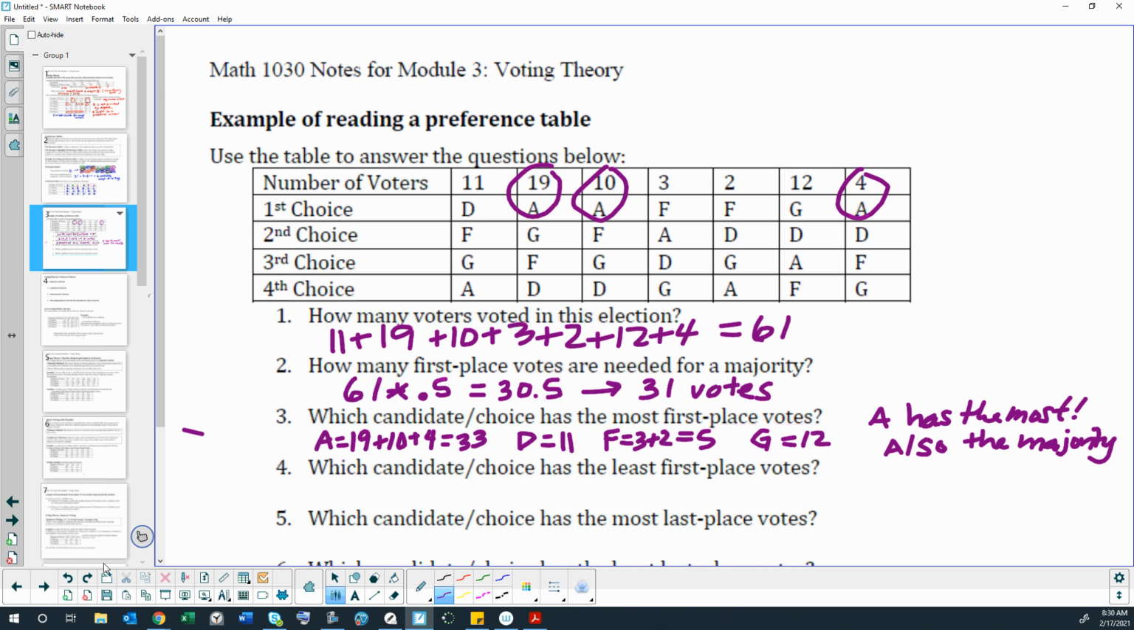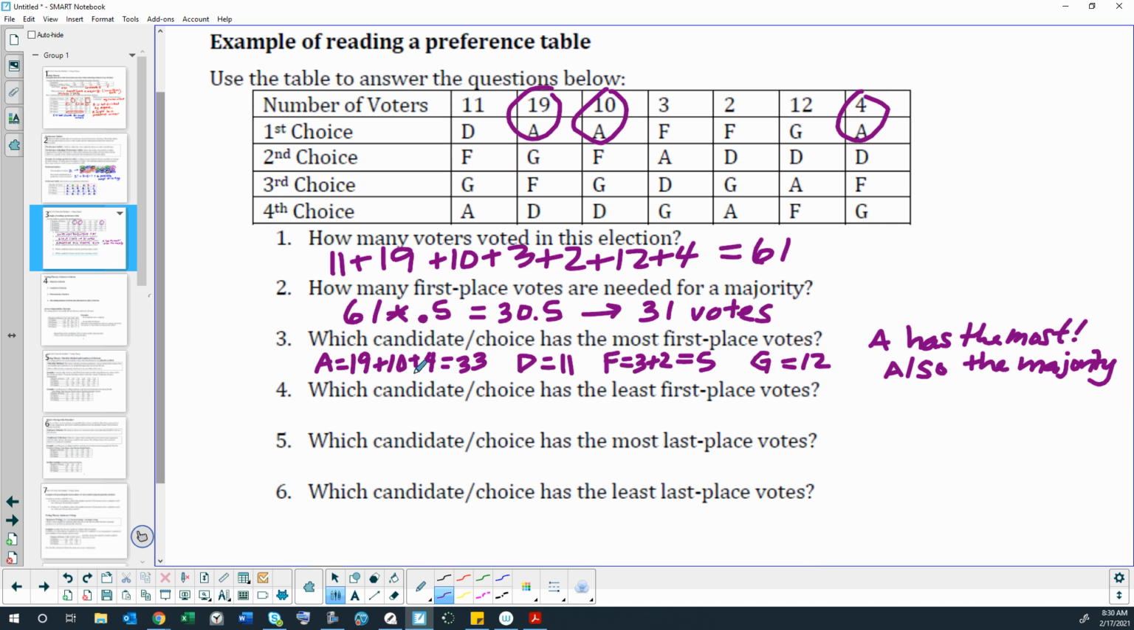Okay. Which candidate has the least number of first place votes? So we can just go with the numbers we wrote right here. So A has 33 and D has 11 and F has 5 and G has 12. Now, the lowest of those numbers would be F, 5. Now, how many different candidates are there? Candidates included in this chart are A, D, F, and G.